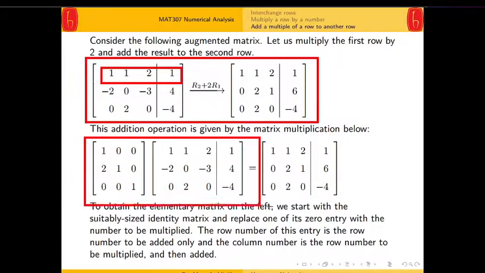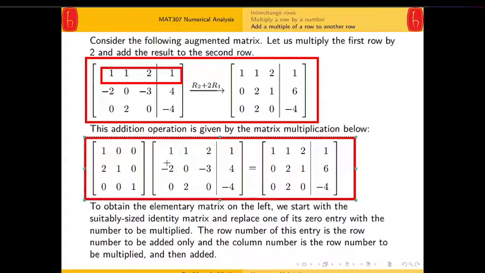The matrix multiplication way of showing this operation is elementary matrix times the augmented matrix. Okay, so this elementary matrix can be found by starting with the suitable size identity matrix and then replacing one of its zero entries with the number to be multiplied. In this particular case, we replace the zero entry here to be 2 because we are multiplying by 2.